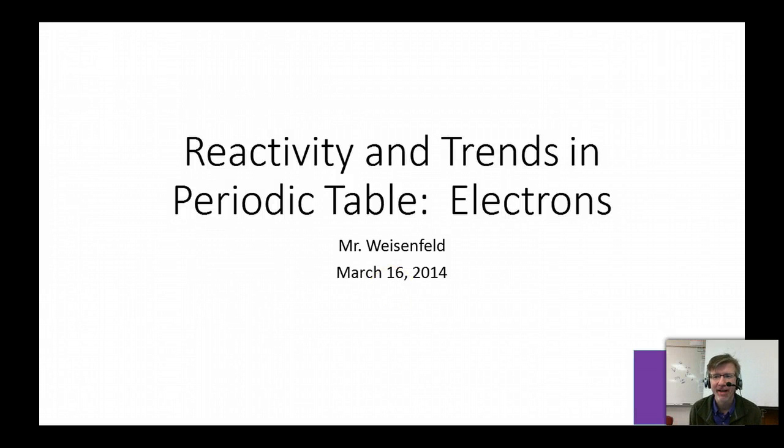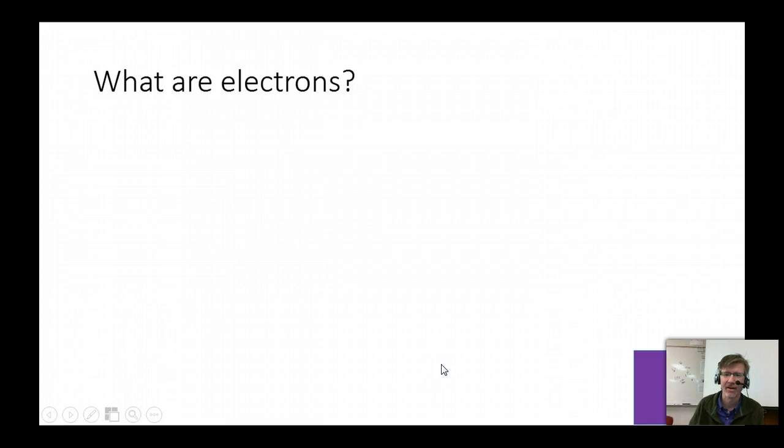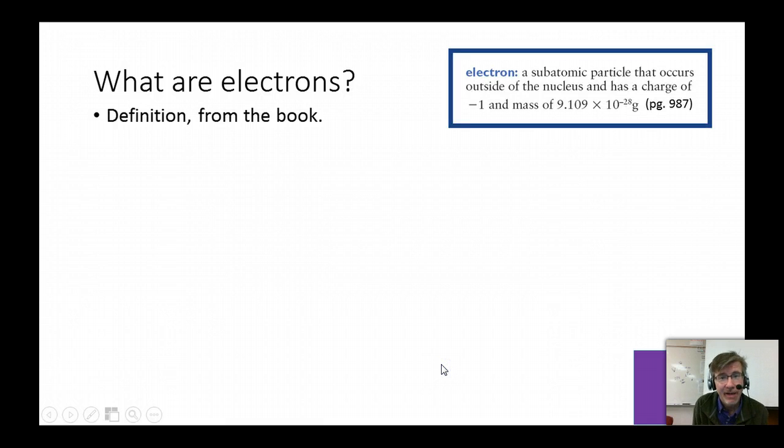This morning we're talking about reactivity and trends in the periodic table, in particular electrons and how they affect those things. So let's get started. What are electrons? Here's the definition from the book. You also have this in your notebook. If you don't, please copy it down into your glossary. Let's unpack this definition, talk about each part of the definition so we make sure we understand it.